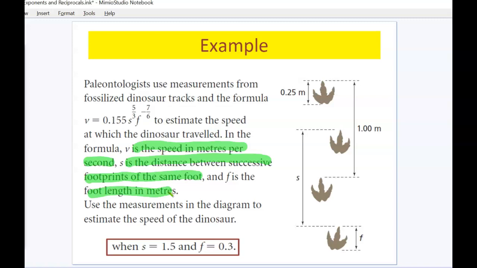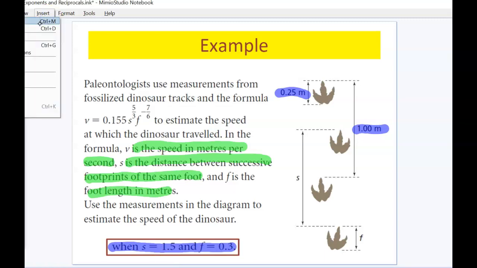So if we notice, S is the distance of successive footprints. Okay, so S is the distance going from one footprint to the next footprint. And in this particular case, let's ignore the values that are given in the diagram here, but let's use these in the formula. Technically speaking, these are supposed to be two different questions, but let's just combine them into one here. So technically speaking, it's telling me F is 0.3 and S is 1.5.